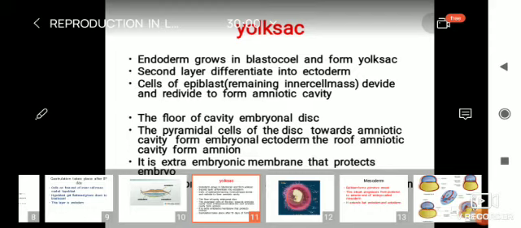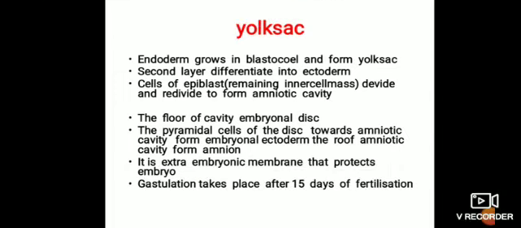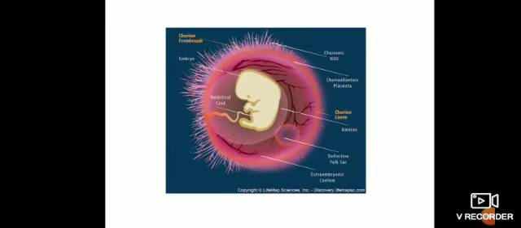Amnion, chorion, these are some of the layers. One extra embryonic membrane, extra embryonic means it is not part of the embryo, called the extra embryonic mesoderm, is also formed in between the yolk sac and endoderm. Gastrulation takes place after 15 days of the fertilization.